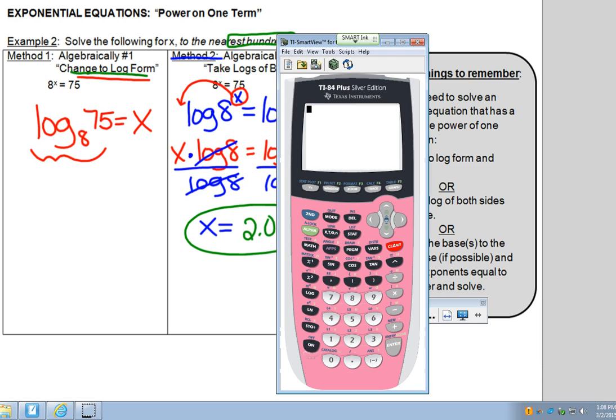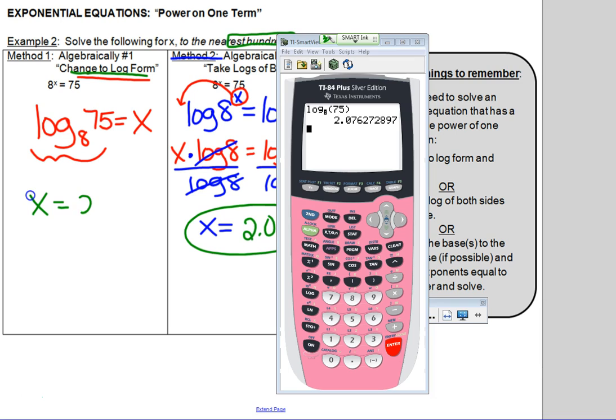So on the Inspire, you have no problem. Press the log key, and you can put the 8. On the 84s, if you recall, go to Alpha Window and go to log base, and then you can put log base 8 and then 75, and notice you get the same exact answer, 2.08.